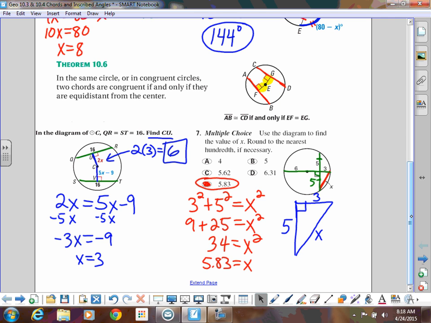So that's what we needed to formalize for properties of chords. Please go to my 10.4 video that talks about inscribed angles and polygons.